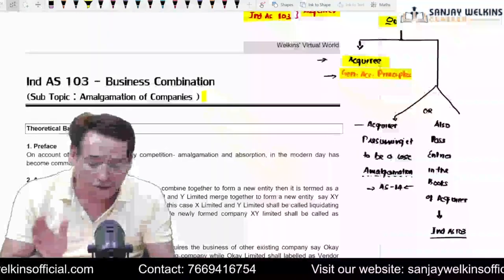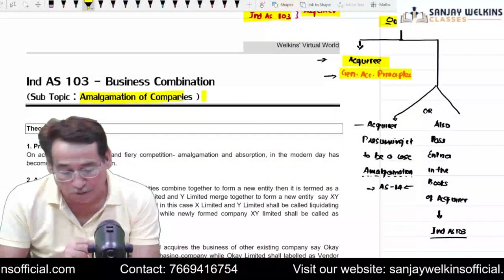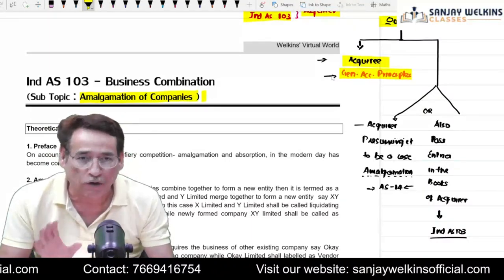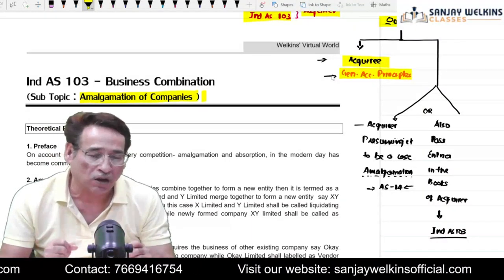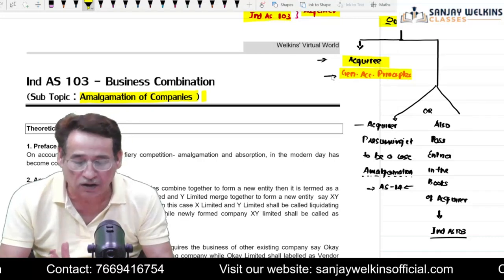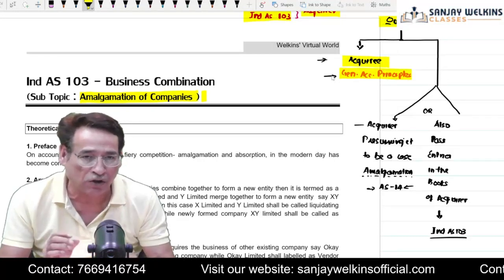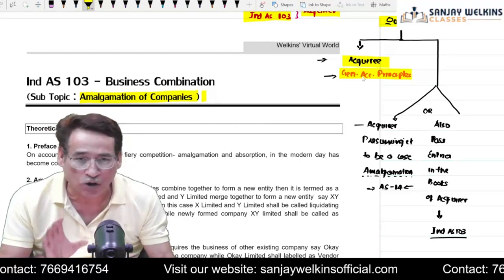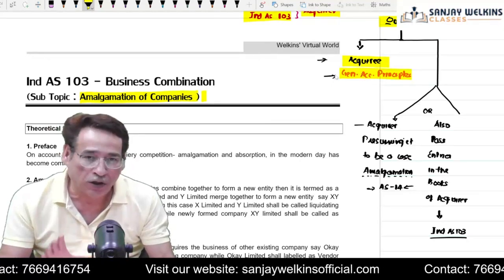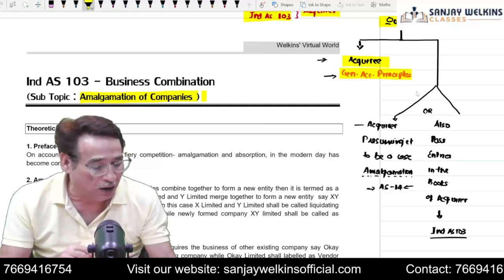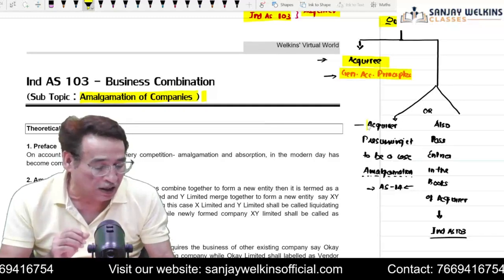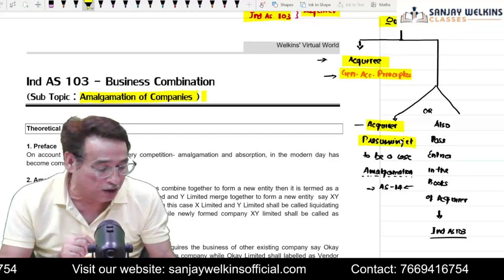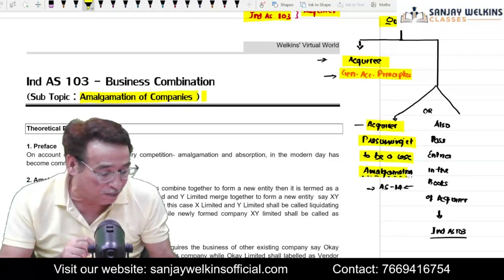Now, why do we have to study amalgamation of companies? Number one, to learn the accounting aspects in the books of acquiree company. And number two, the reason behind understanding the concepts of amalgamation is that often an examination question will state, do accounting in the books of acquirer company, and further, let us say, presuming it to be a case of amalgamation.